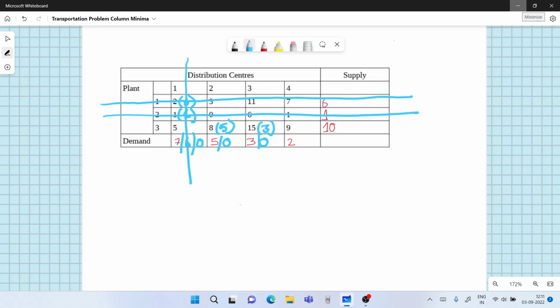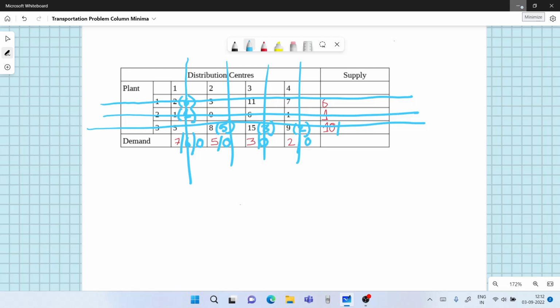And finally, we give the last 2 million liters to distribution center number 4. And the demand of distribution center number 4 is also met. And this 10 million liters from plant number 3 is totally distributed to 2, 3 and 4. As you can see, we have done it in a serial wise fashion, looking into the demands of the distribution centers. So finally, all the demands and all the supplies have been balanced off.